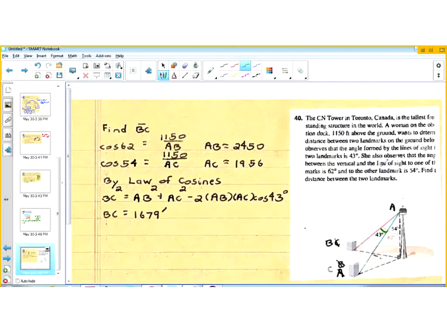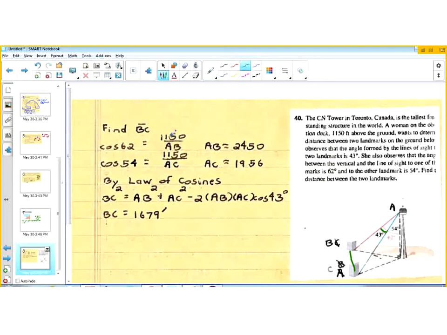She also observes that the angle between the vertical and the line of sight to one of the marks is 62 degrees. So 62 degrees is the angle between the tower and this red line, and the other landmark is 54 degrees. So the angle between the tower and the blue line is 54 degrees. Find the distance between the two landmarks. So we want to find that distance right there.